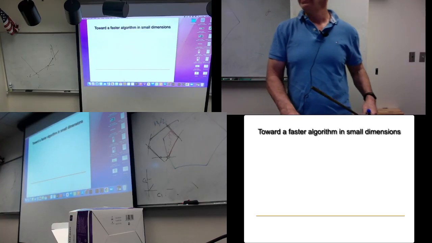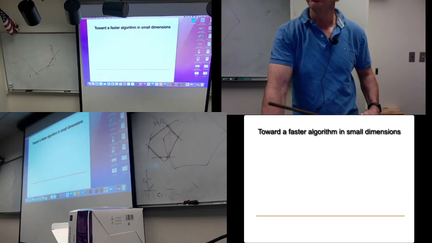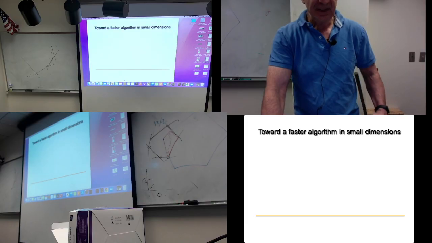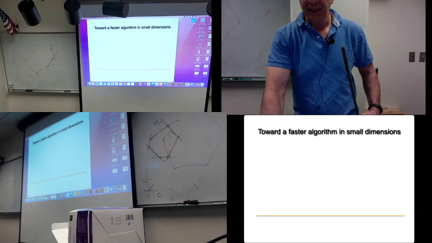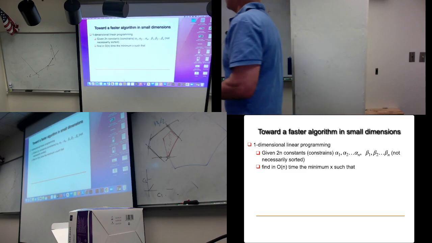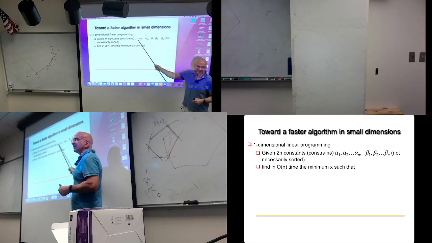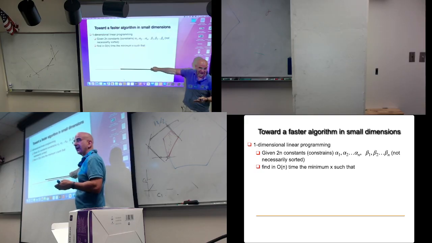But I want to get to a linear algorithm, and it will be linear in higher dimensions, and it will use some of the ideas that we rehashed in the last weeks. Faster algorithm in smaller dimension. Let's start with linear programming in one dimension. Now all I have is a half line, not a half space, not a half plane, a half line. Everything that happens is on this line.